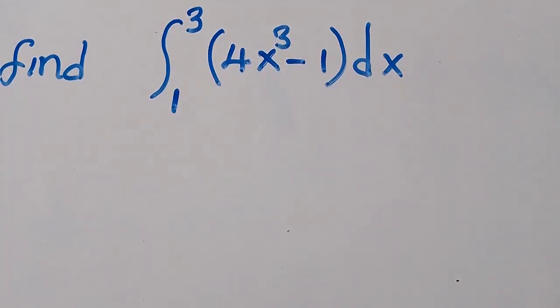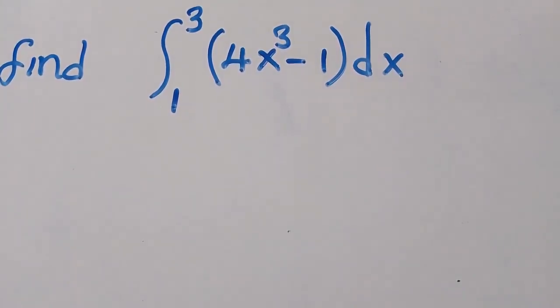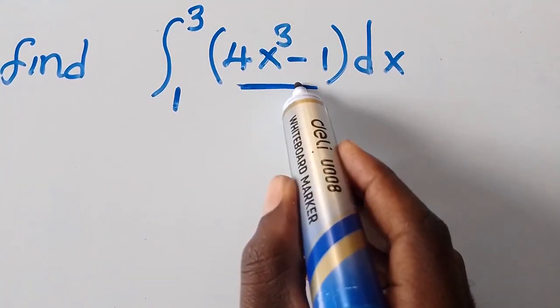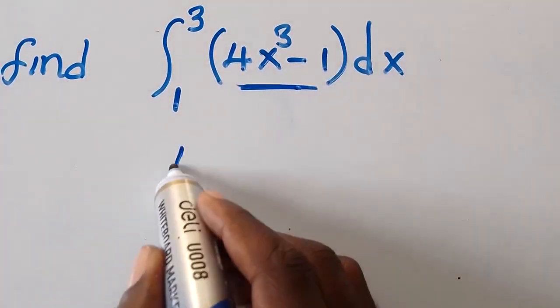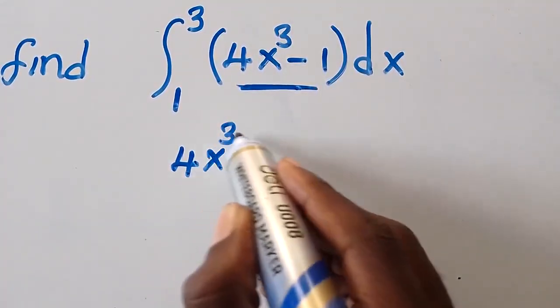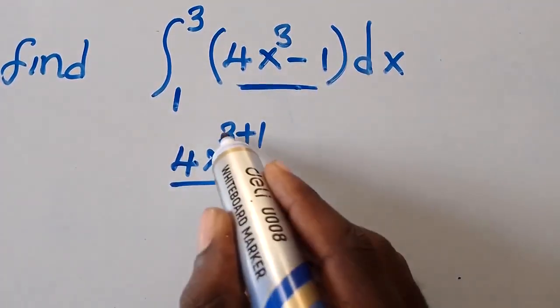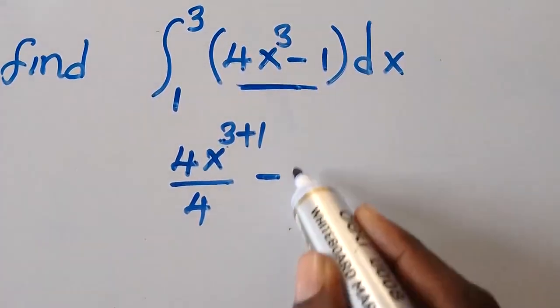So you know that this is very simple. You are able to work out this part. You integrate here; you know how to integrate by now. So we just say this is 4x to the power 3 plus 1, over the new power, 3 plus 1 is 4. Then you say minus. That is the same as what?